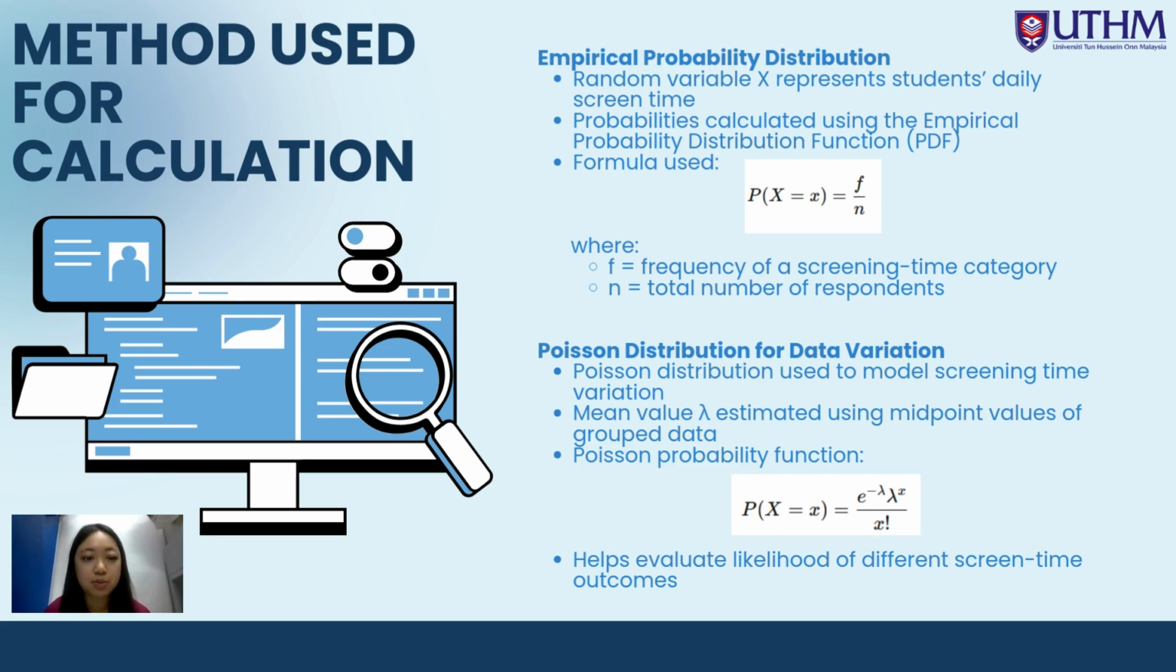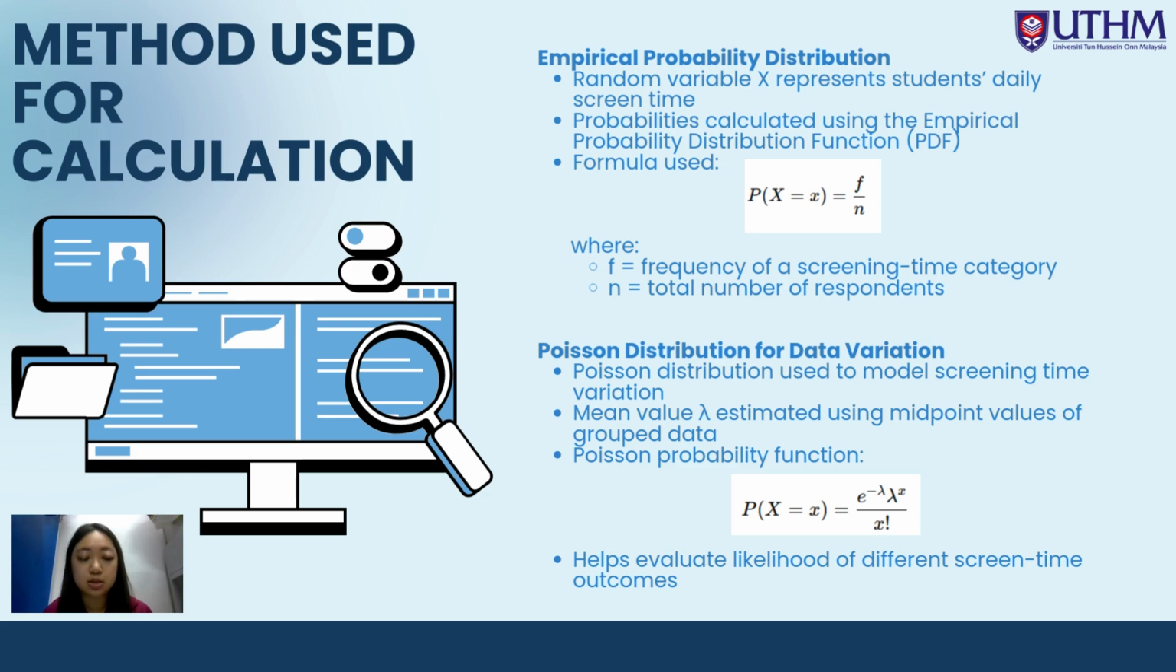This slide explains how probabilities and variation in students' daily screening time were analyzed. First, the random variable x represents the number of hours students spend on screens per day. To determine the probability of each screening time category, an empirical probability distribution function was used. This method calculates probability by dividing the frequency of responses in a specific category by the total number of respondents.